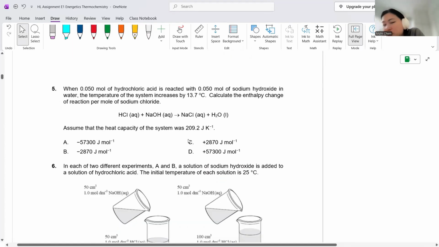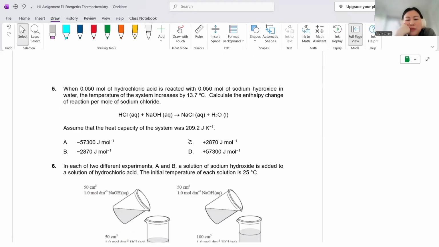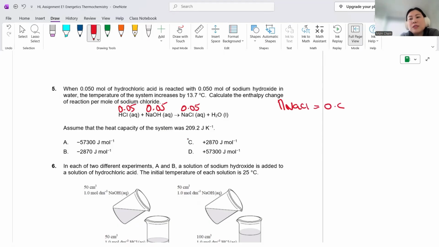Okay, next we are at question 5. When this amount of acid reacts with this amount of base, the temperature increases by 13.7. Calculate the enthalpy change per mole of product. So this is 0.05, this is 0.05, mole ratio, this is 0.05. So we know N, sodium chloride, is 0.05.